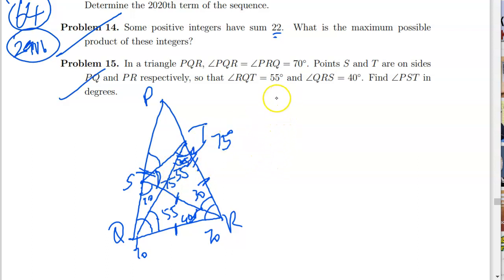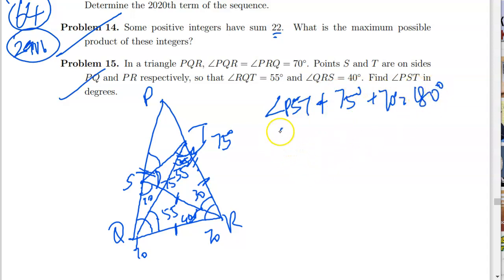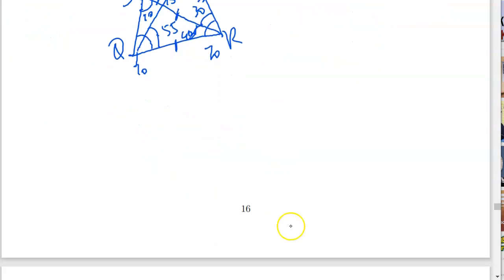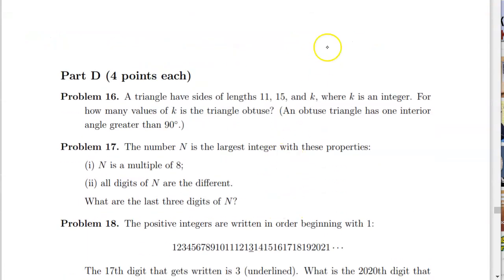So we know that this PST plus 75 degrees plus 70 degrees is equal to 180 degrees, and do some subtractions, and you will get that angle PST is equal to 35 degrees. So this is our answer for problem 15. Jot it down. Whew. Okay, we will.